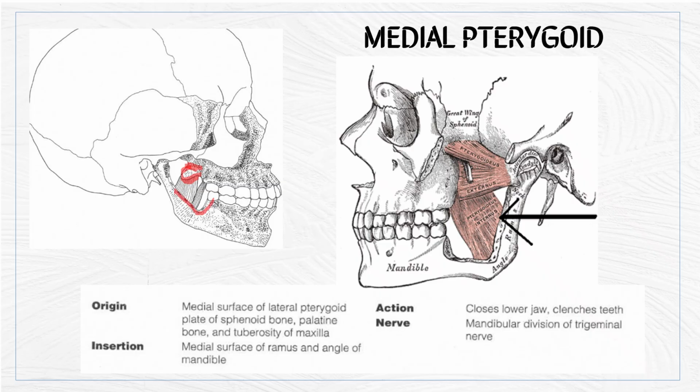See, this is the cut section of the mandible. So the medial pterygoid is inserted medially on the ramus of the mandible or angle of the mandible. The action is it closes the lower jaw and clenches the teeth. So temporalis, masseter and medial pterygoid: these three muscles' main action is to close the jaw and clench the teeth, and they are supplied by the same mandibular division of trigeminal.